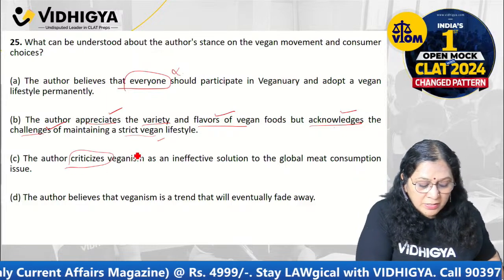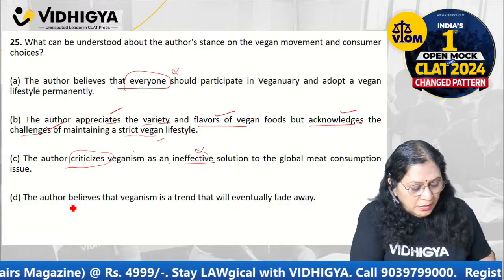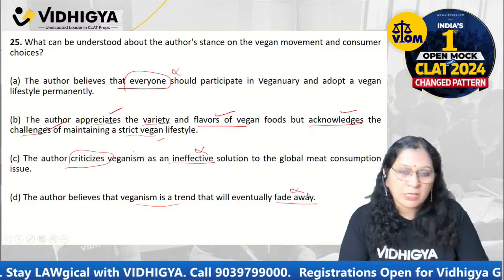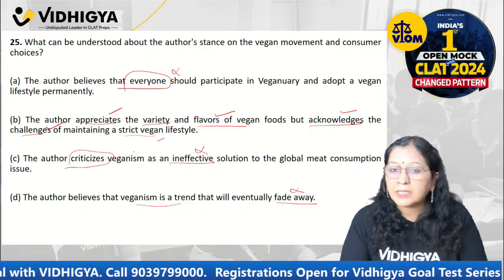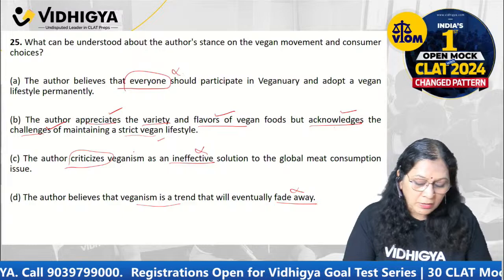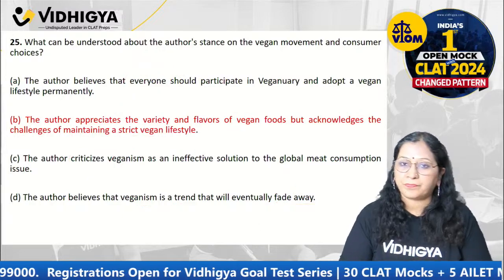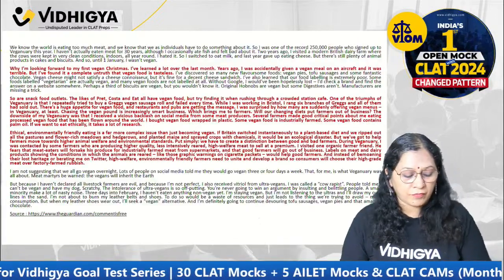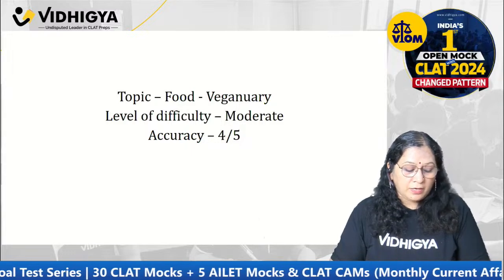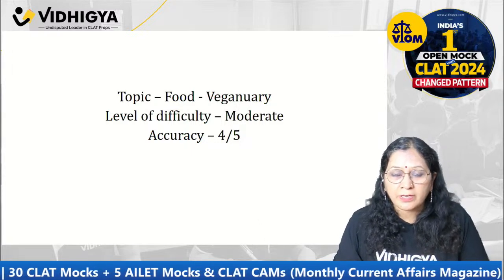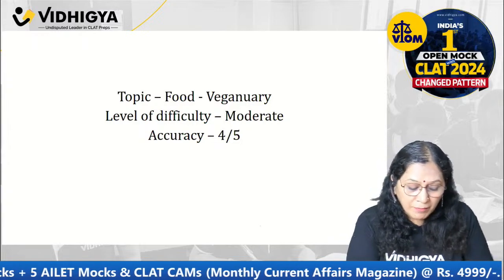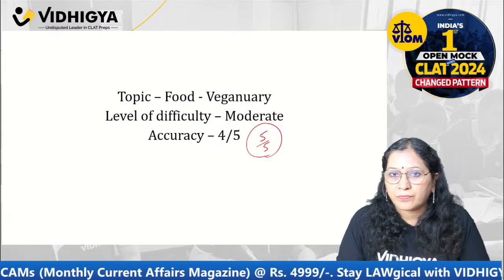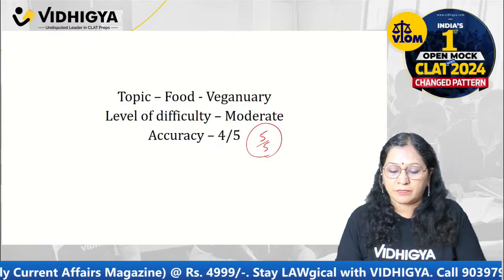Is he criticizing veganism as an ineffective solution? Incorrect. He believes that veganism is a trend that will eventually fade away. No. So we have strong enough reason to eliminate C and D. Reading the question well, coming to B, you could have marked the answer. So we have difficulty level moderate, you can say 4 on 5. Better, if someone did not skip it only because of length, you could have got all 5 correct out of 5.